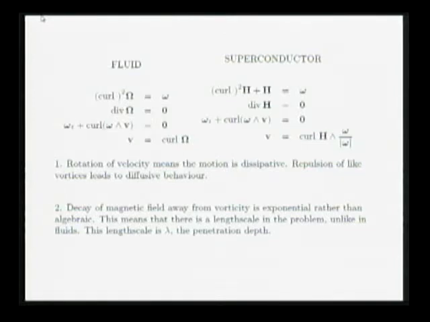And then this decay of magnetic field away from vorticity is exponential rather than algebraic. And as I said yesterday, that means whenever you've got an exponential, you've got a length scale. And so this means that whereas these equations are scale invariant, there's no natural length scale for a fluid. You get the same equations whether you're in a teacup or on the scale of the atmosphere. The same is not true of a superconductor, in that these equations are written on the length scale of the penetration depth.